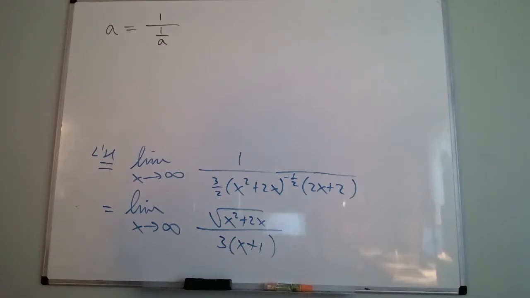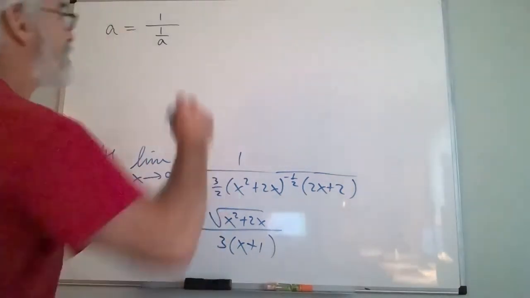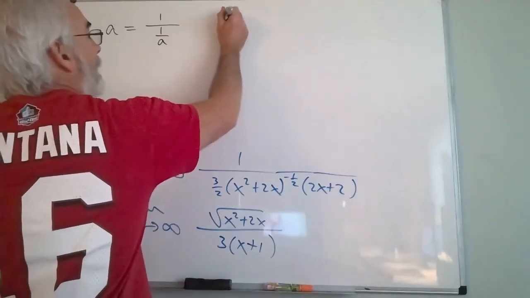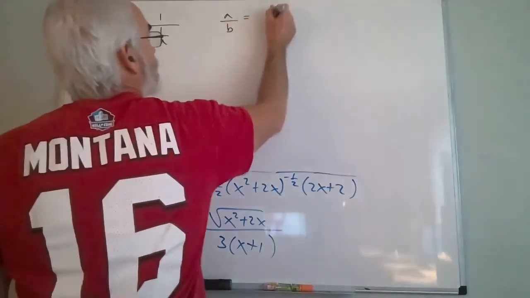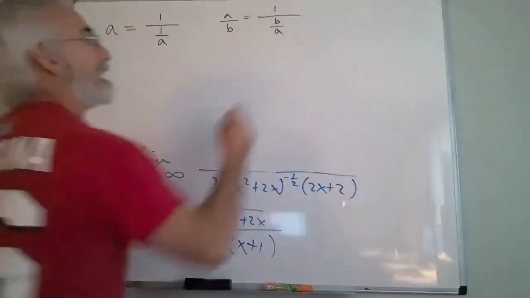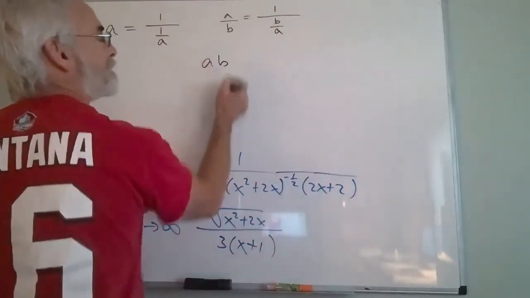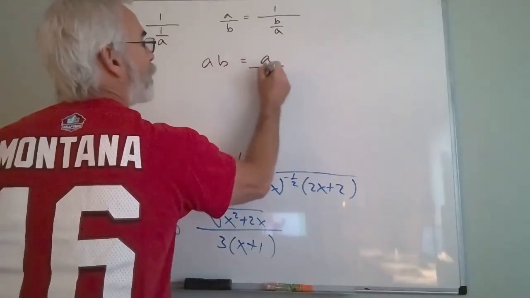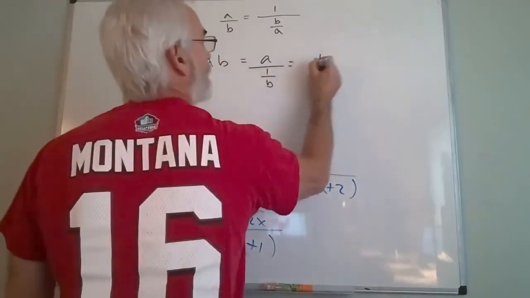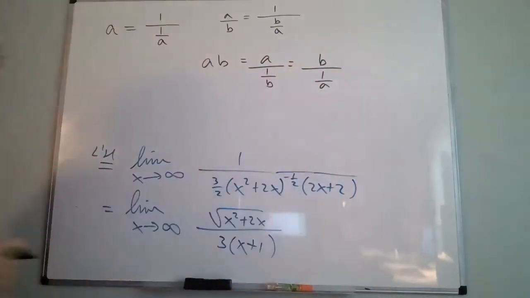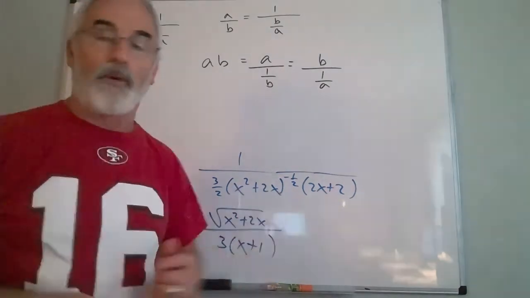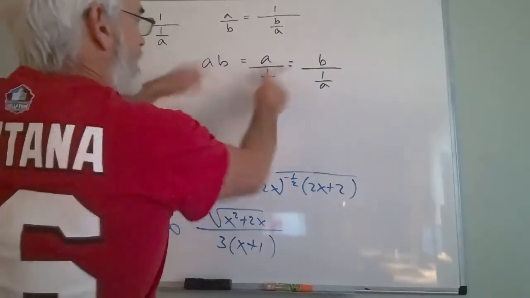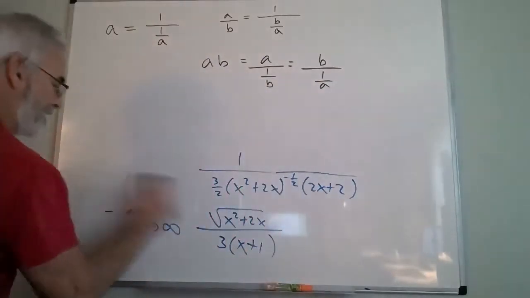Yeah, the reciprocal of the reciprocal. So if I had something of the form A over B, that's the same as 1 over B over A. If I have something in the form A times B, that's the same as saying A over 1 over B, or it's B over 1 over A. Does everybody see that? I'm just manipulating numbers. It doesn't matter if A and B are positive, negative, integers, fractions. That's not important. It's assuming they're not zeros. Can I do this? Yes, I can.